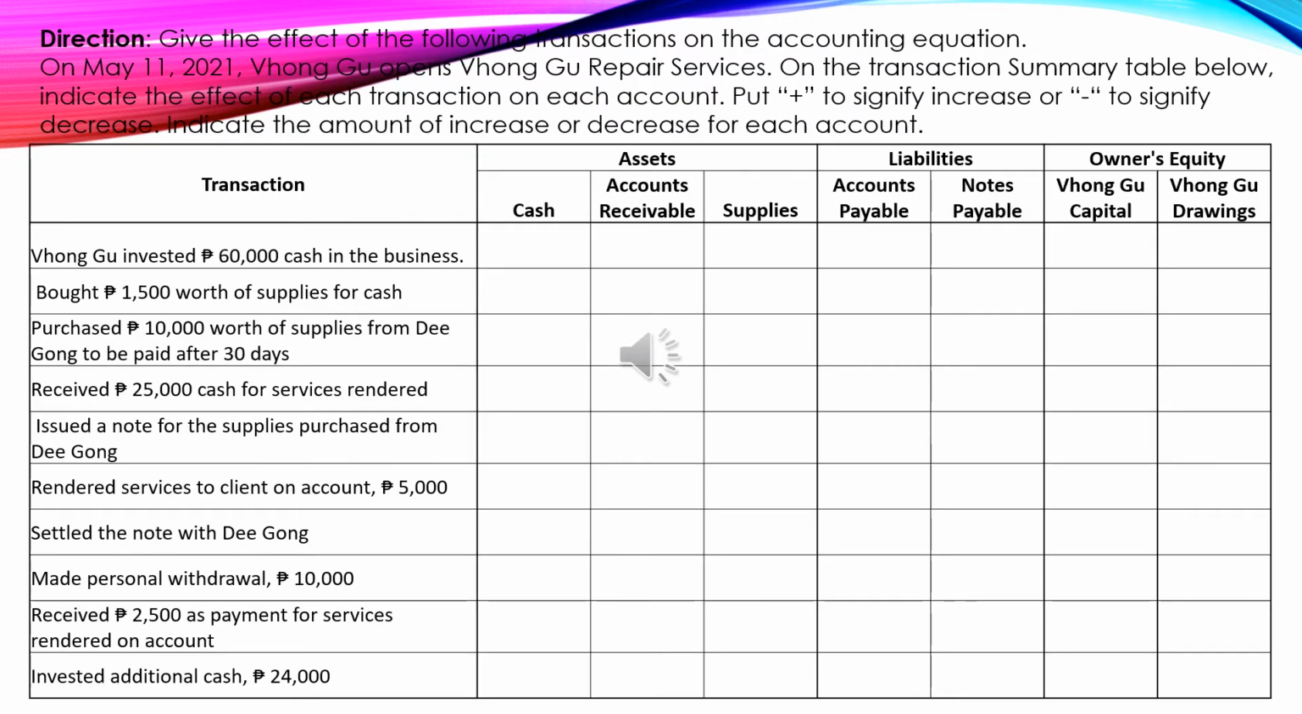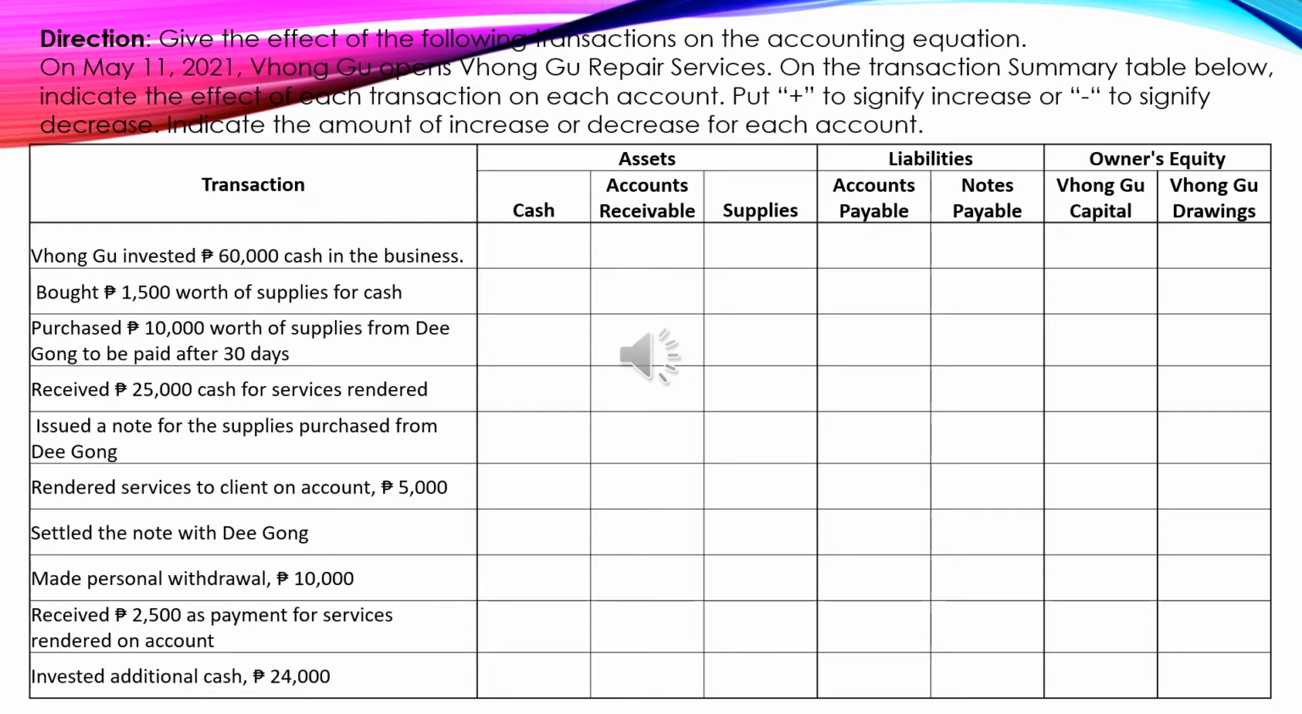Okay, so as you can see here on the given table, we have assets, liabilities, and owner's equity. So the accounts affected for assets will be the cash, accounts receivable, and supplies. For liabilities, we have accounts payable and notes payable. And for our owner's equity, we have Vongo Capital and Vongo Drawings. So for the given transactions here, for transaction number 1, Vongo invested 60,000 cash in the business.